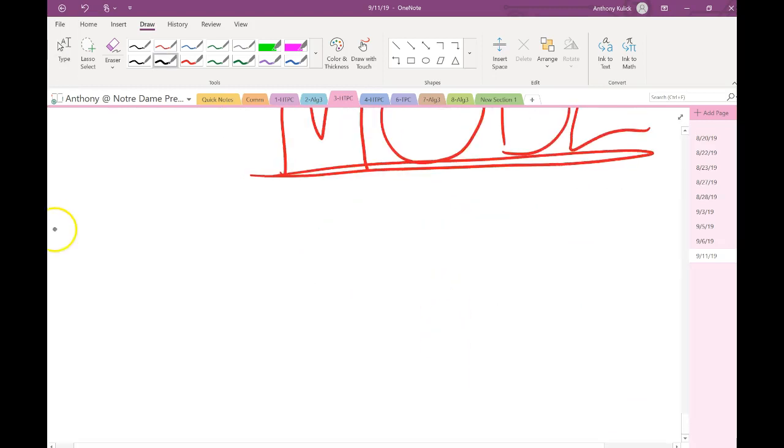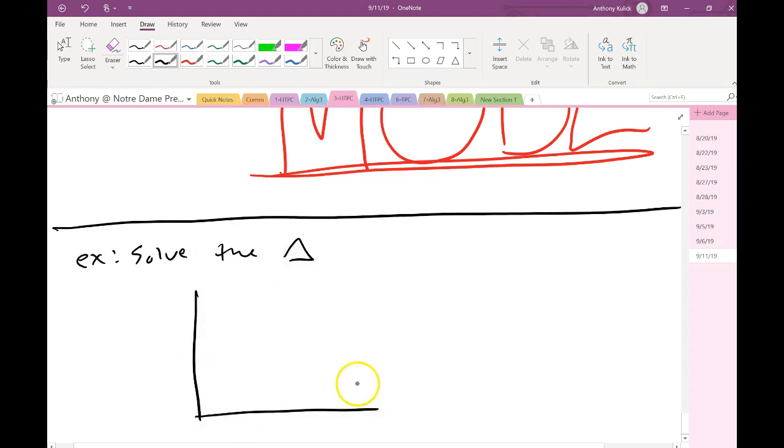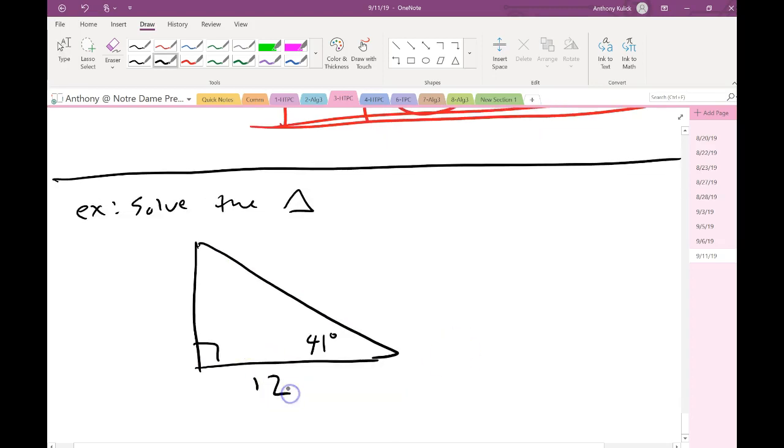I have one more example problem to show you, and then I am going to call it quits for the day. So the last example problem says to solve the triangle. When we give the instruction solve the triangle, what are we really asking for? Good. To find all the angle measures and all of the side lengths.